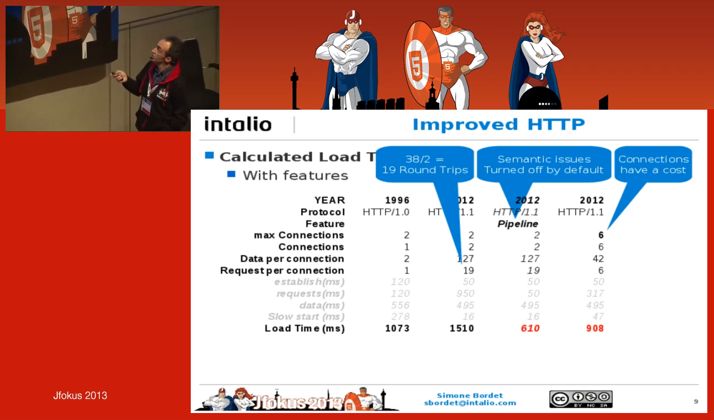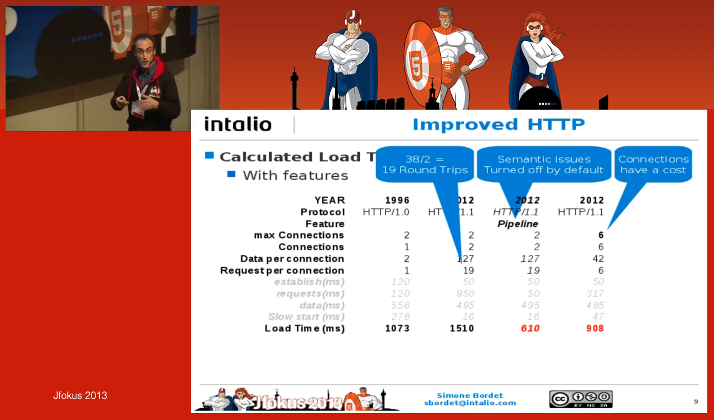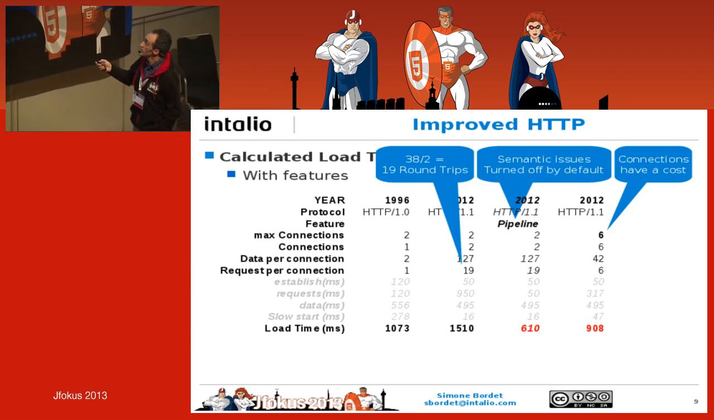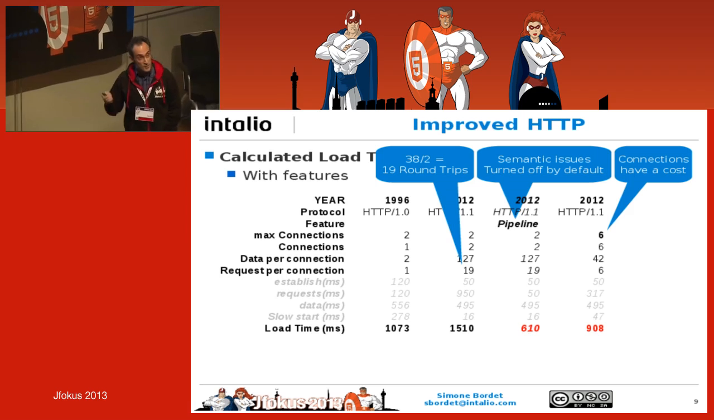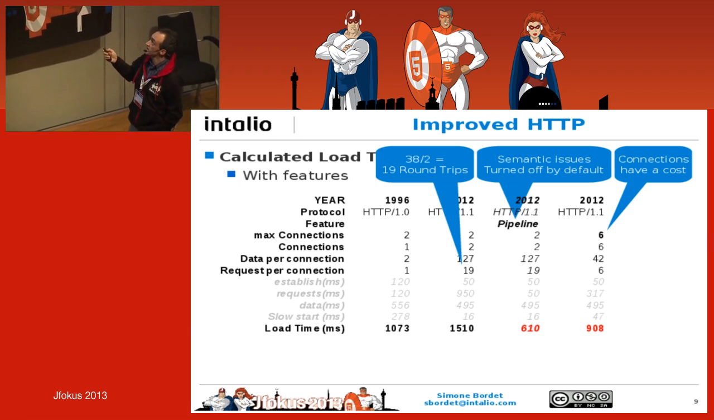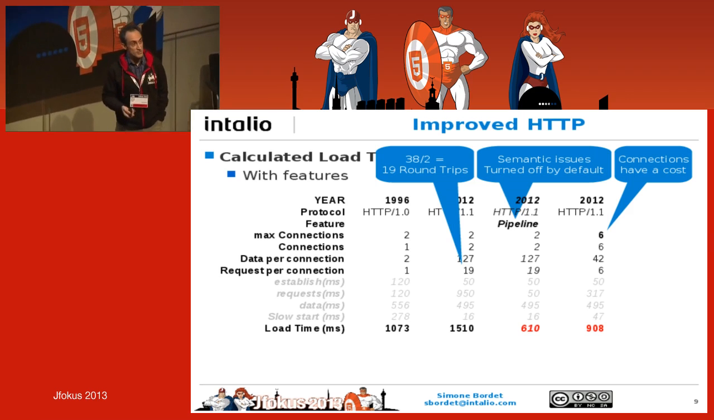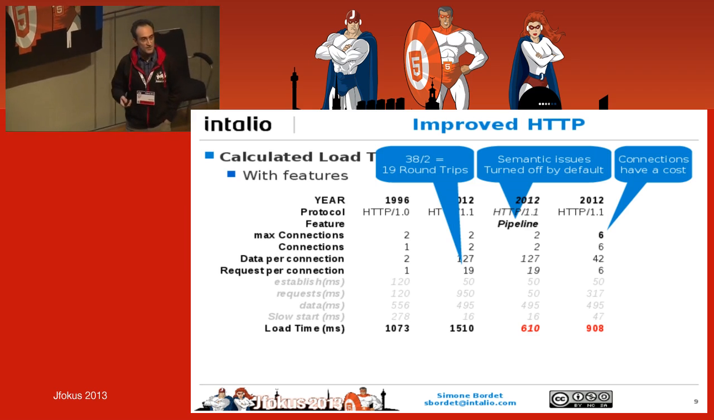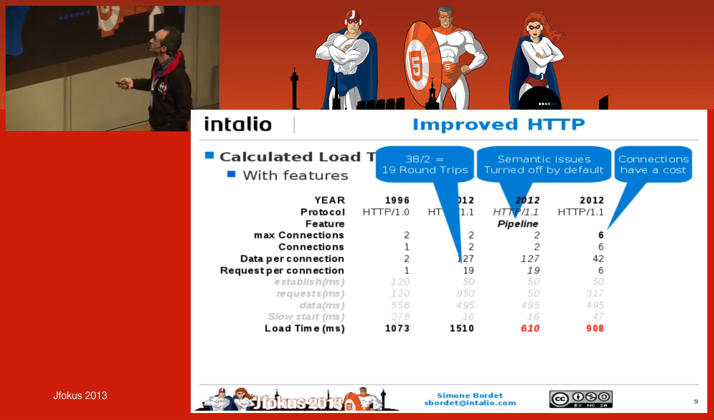So let's add another feature. It's called pipelining. Pipelining works in a way that you basically send a request one after the other without waiting for the response. Well, it works. The load time goes down to 600 milliseconds. But the problem here is that pipelining is a feature that doesn't work. It is disabled in all major browsers, and because it has semantic issues, nobody uses it. So it was an attempt to improve HTTP, but it failed.